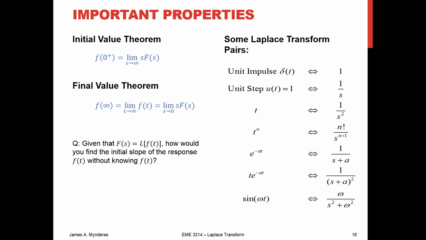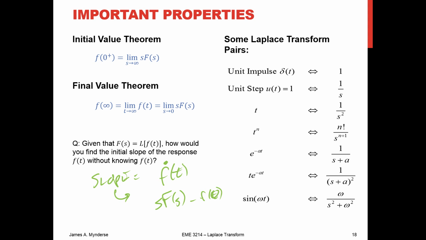So if we know that, and we've got F of s, and we know that that's the Laplace of f of t, how do we find out the initial slope? Well, the initial slope must be the time derivative of f of t. So the slope is going to be f dot of t, which means that the slope is going to go to s F of s, right, minus f of 0. Then certainly we can apply our initial value theorem. So then we can figure out our slope.